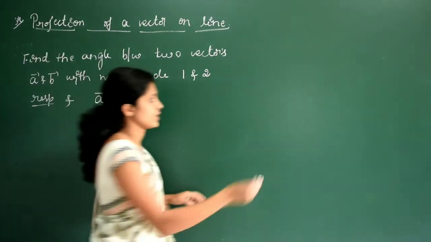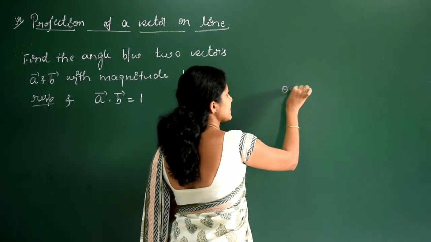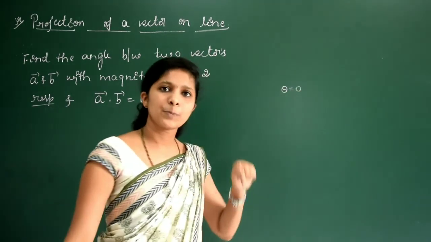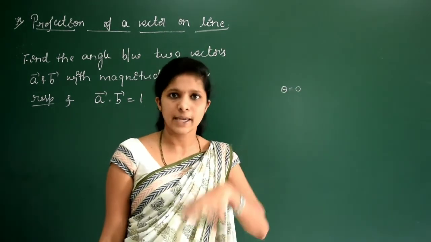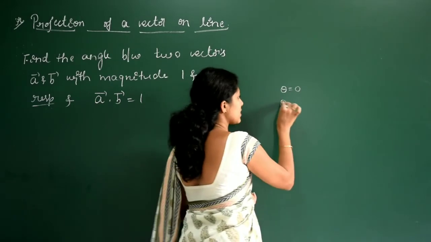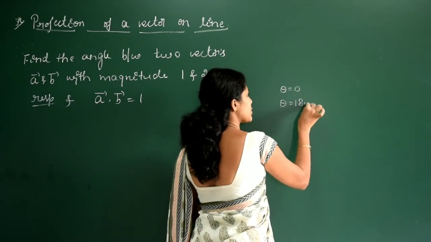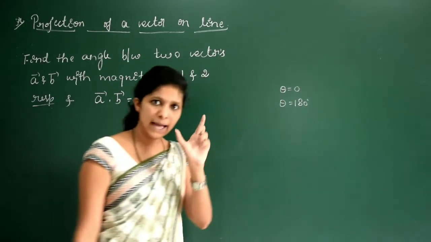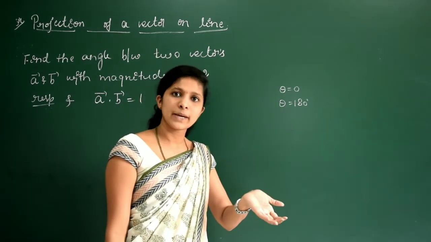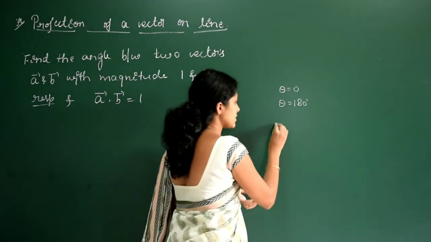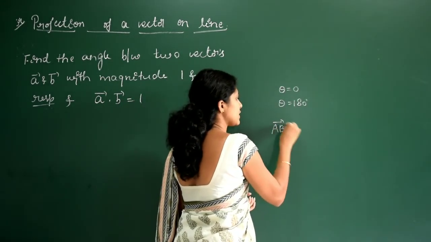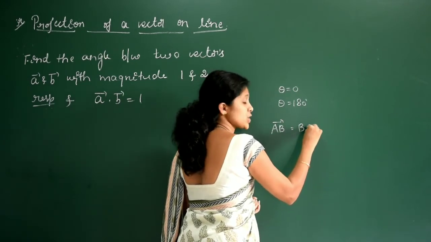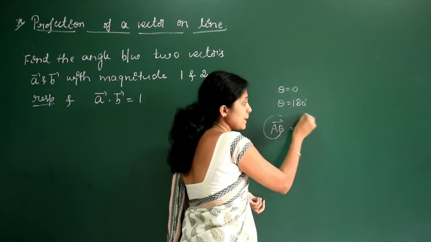But I forgot to say one thing. See, if the angle theta is equal to 0, then the projection of any line will be the same, right? If theta is equal to 180 degree, then the magnitude of the projection will be the same, but the direction will be opposite. If AB vector is there, then the projection of this AB vector will be BA vector.